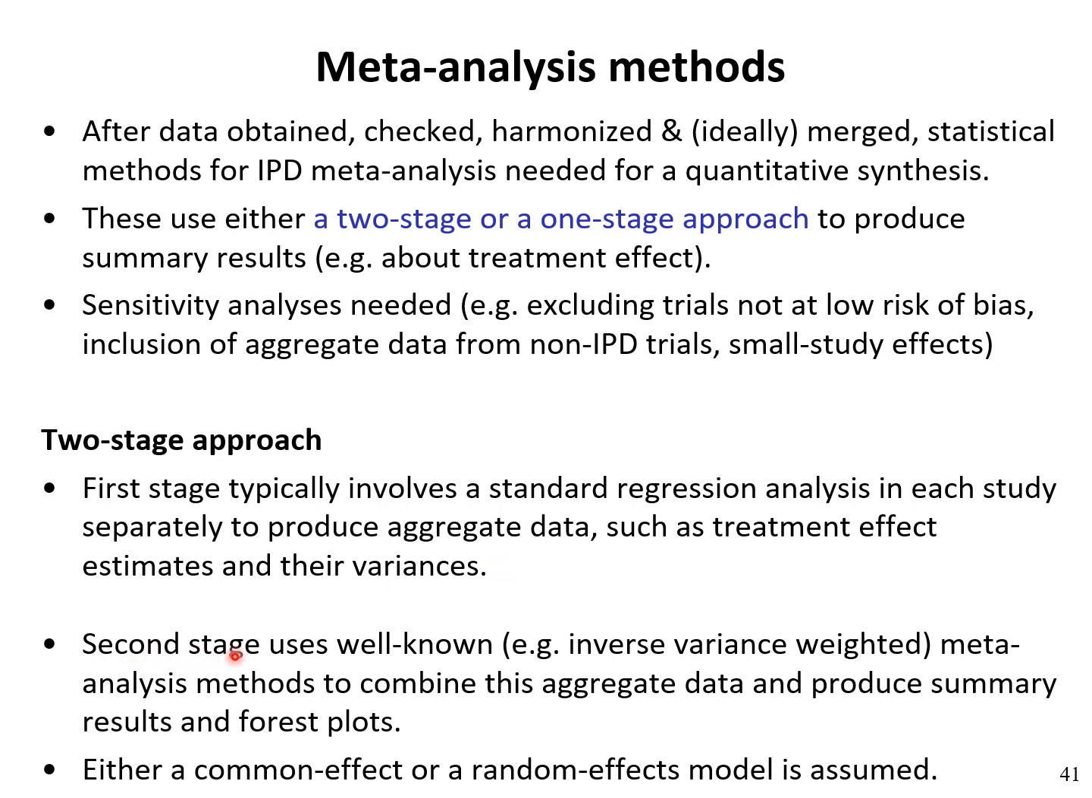So in the second stage, we then take the aggregate data that we've produced, such as the treatment effect estimate and its variances, and pool it together using the traditional meta-analysis methods like an inverse variance weighted meta-analysis, producing our summary results and forest plots, for example using a common effect or a random effects meta-analysis model.